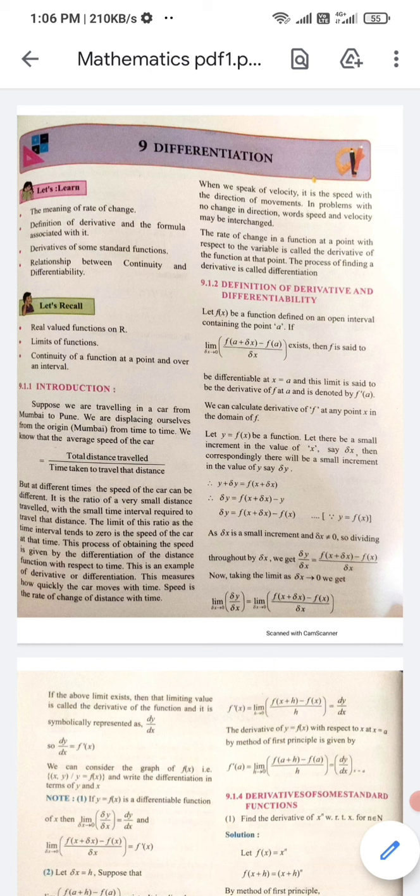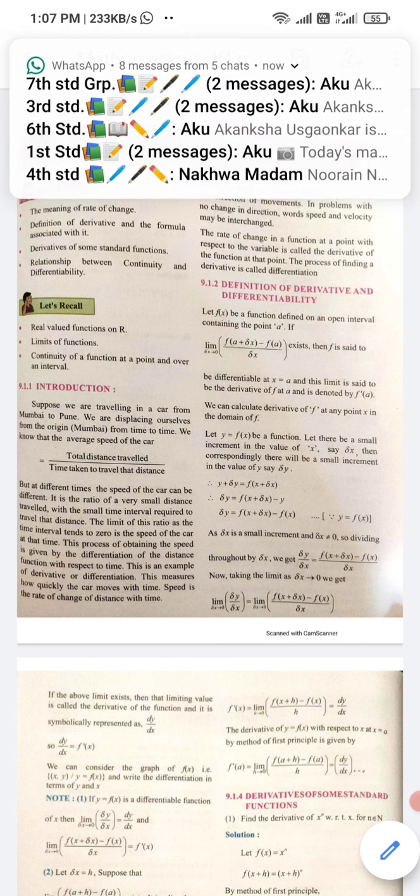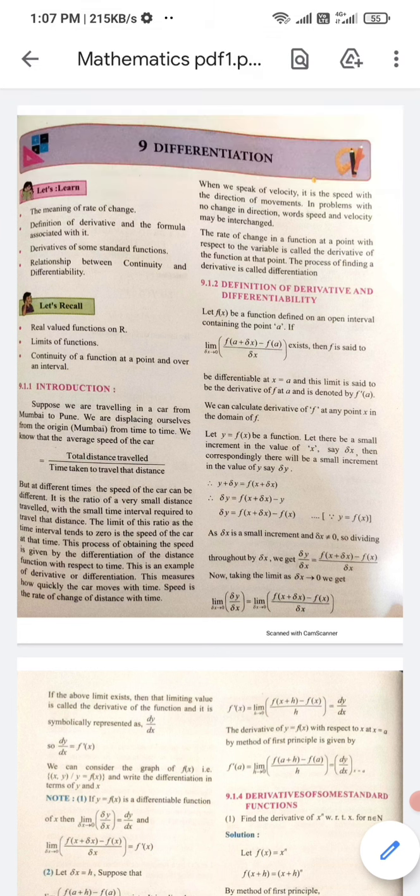So differentiation is nothing but the derivative. Differentiation is nothing but derivative, that is d by dx of a given function, that is the rate of change. So in this chapter we are going to study real valued functions, limit of functions, continuity of functions at a point and over an interval.